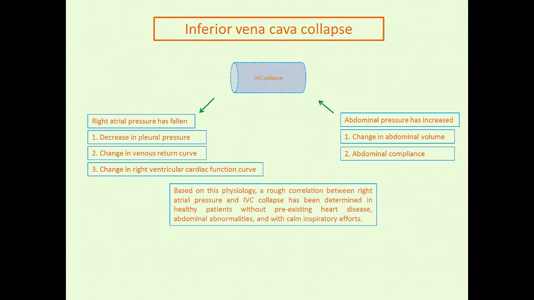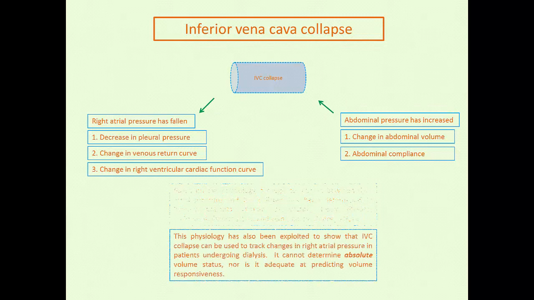So based on this physiology, a rough correlation between right atrial pressure and IVC collapse has been determined in healthy patients without pre-existing heart disease or abdominal abnormalities, and with calm inspiratory efforts. So let me say this again. There is a relationship between IVC collapse and right atrial pressure. Period. Does right atrial pressure tell you your volume status? No. Go back to Chapter 6. Does right atrial pressure tell you whether you're volume responsive? No. Go back through this chapter again. This is all that this physiology can tell you.